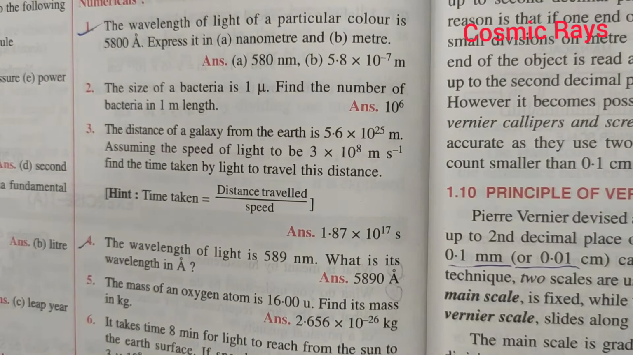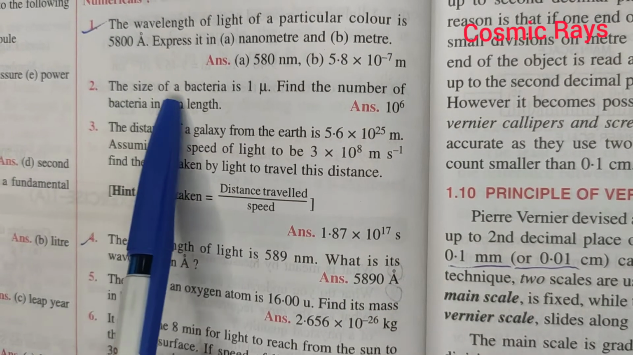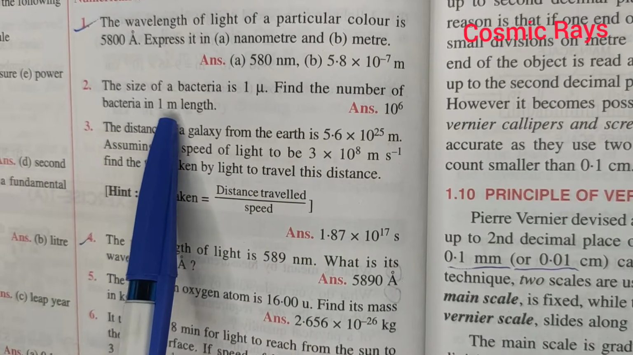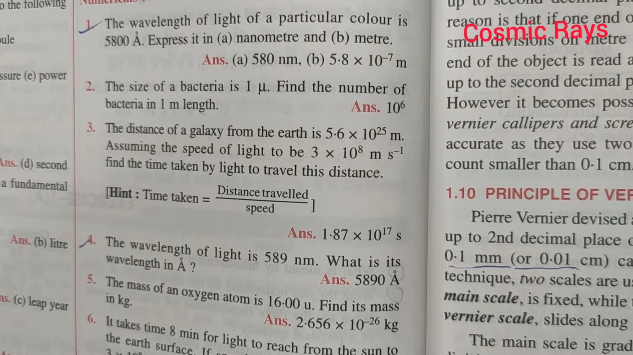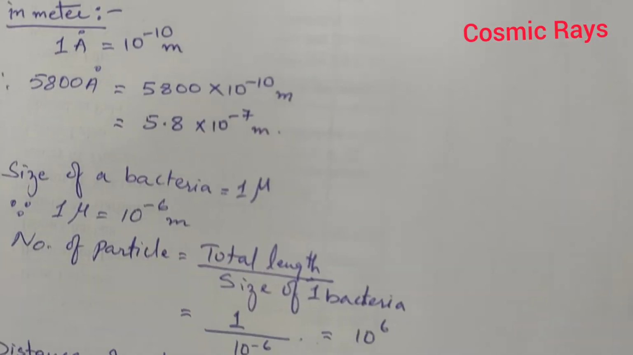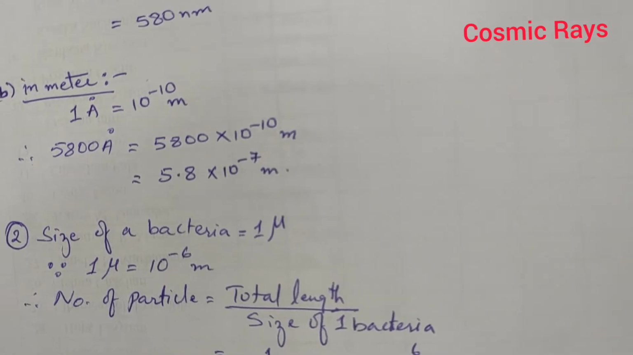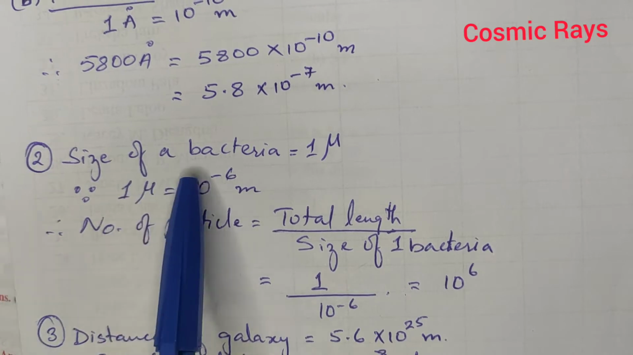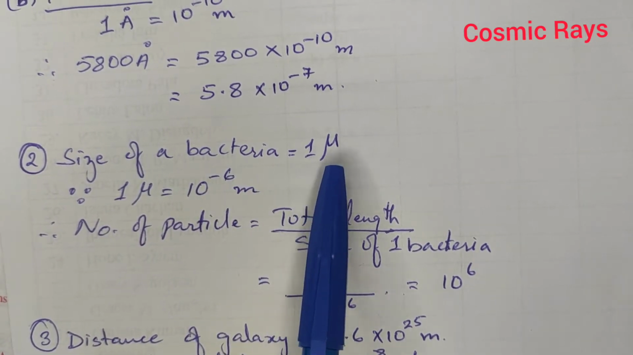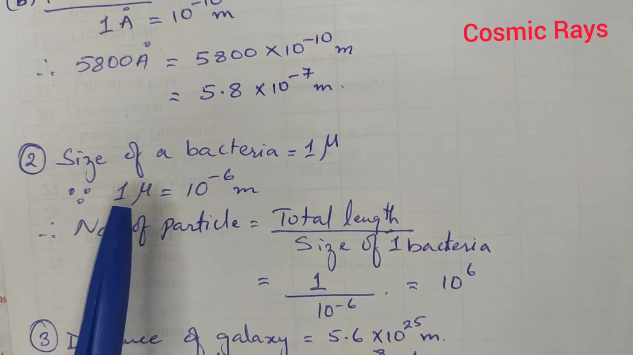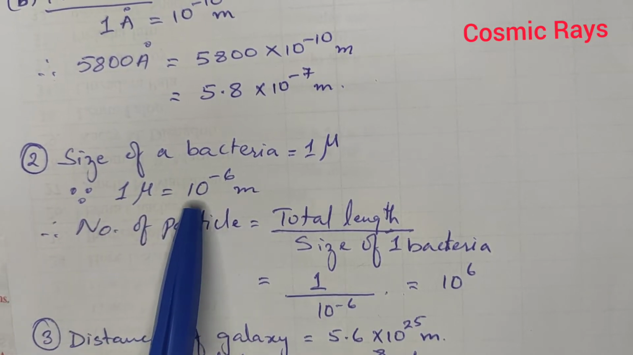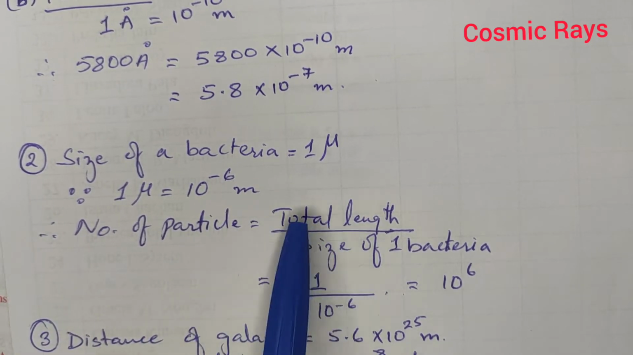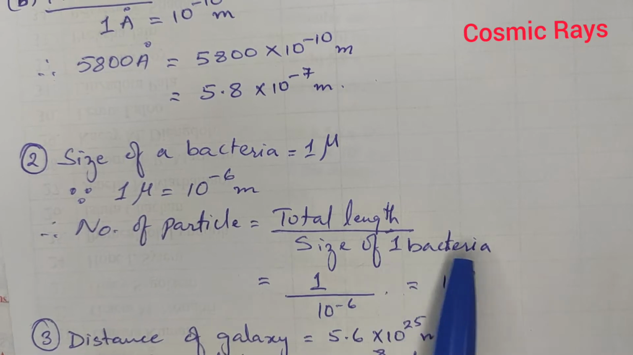Now we go to the second question. It says the size of a bacteria is 1 micron. Find the number of bacteria in 1 meter length. Now for this question we have written here the size of a bacteria is 1 micron. This is given to us. Now from the conversion chart we know that 1 micron is nothing but 10 raised to the power minus 6 meters. So therefore number of particle is equal to total length divided by the size of one bacteria.